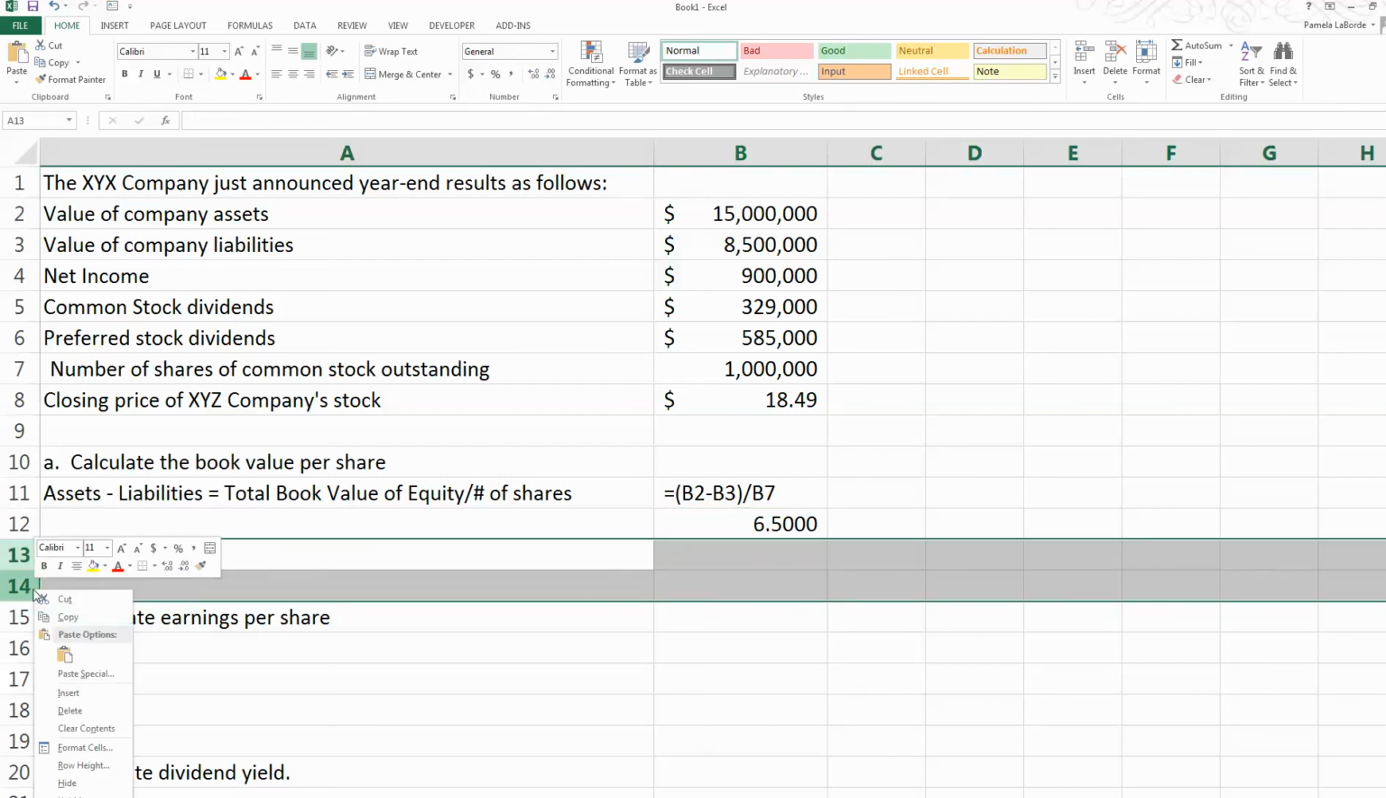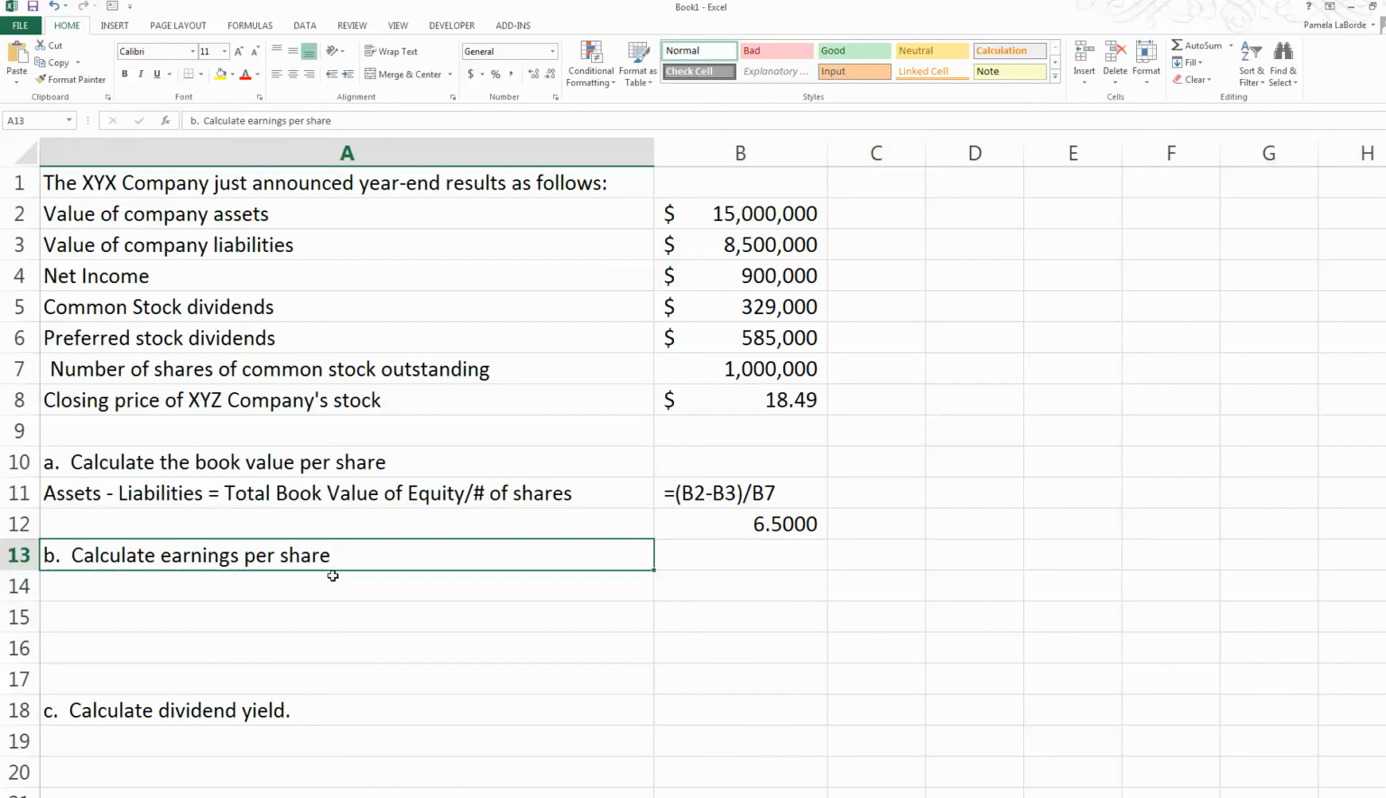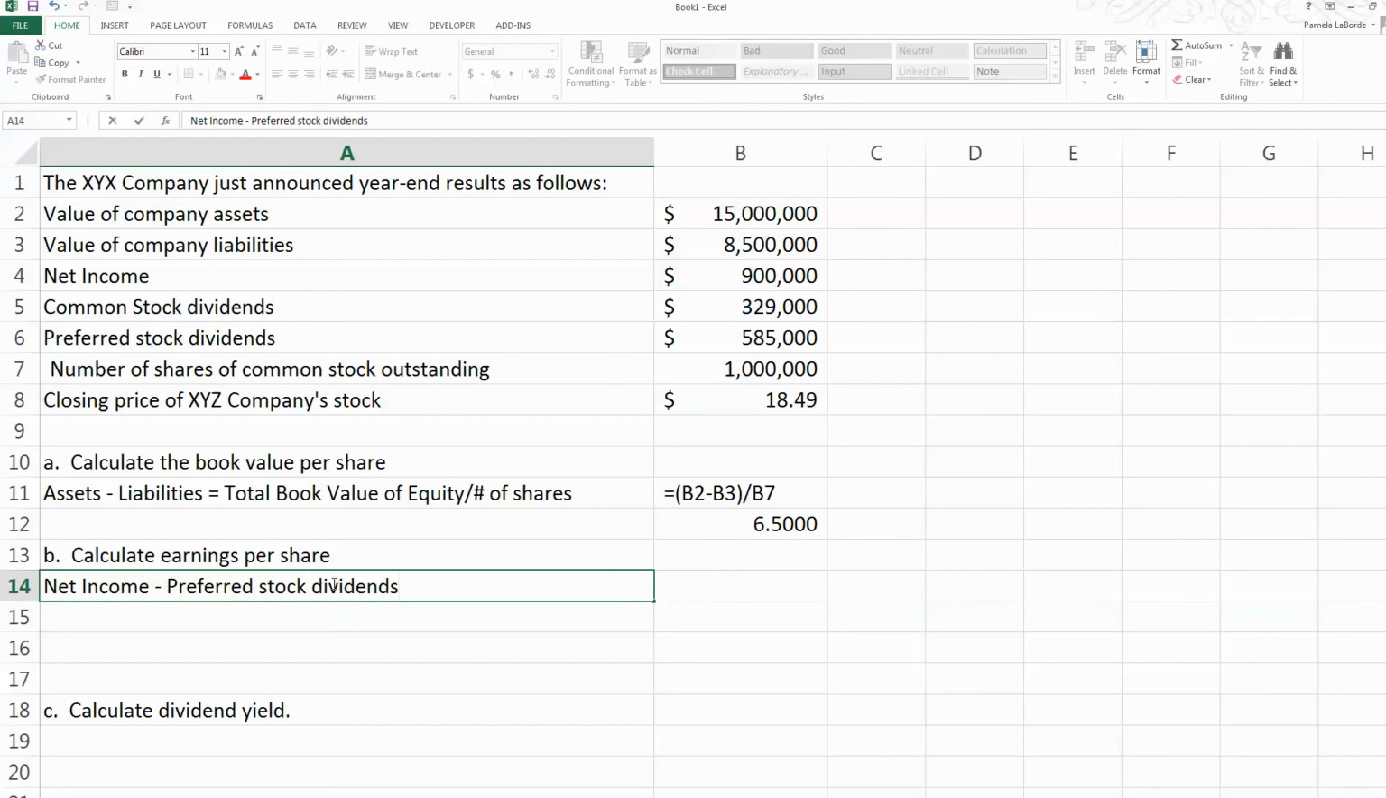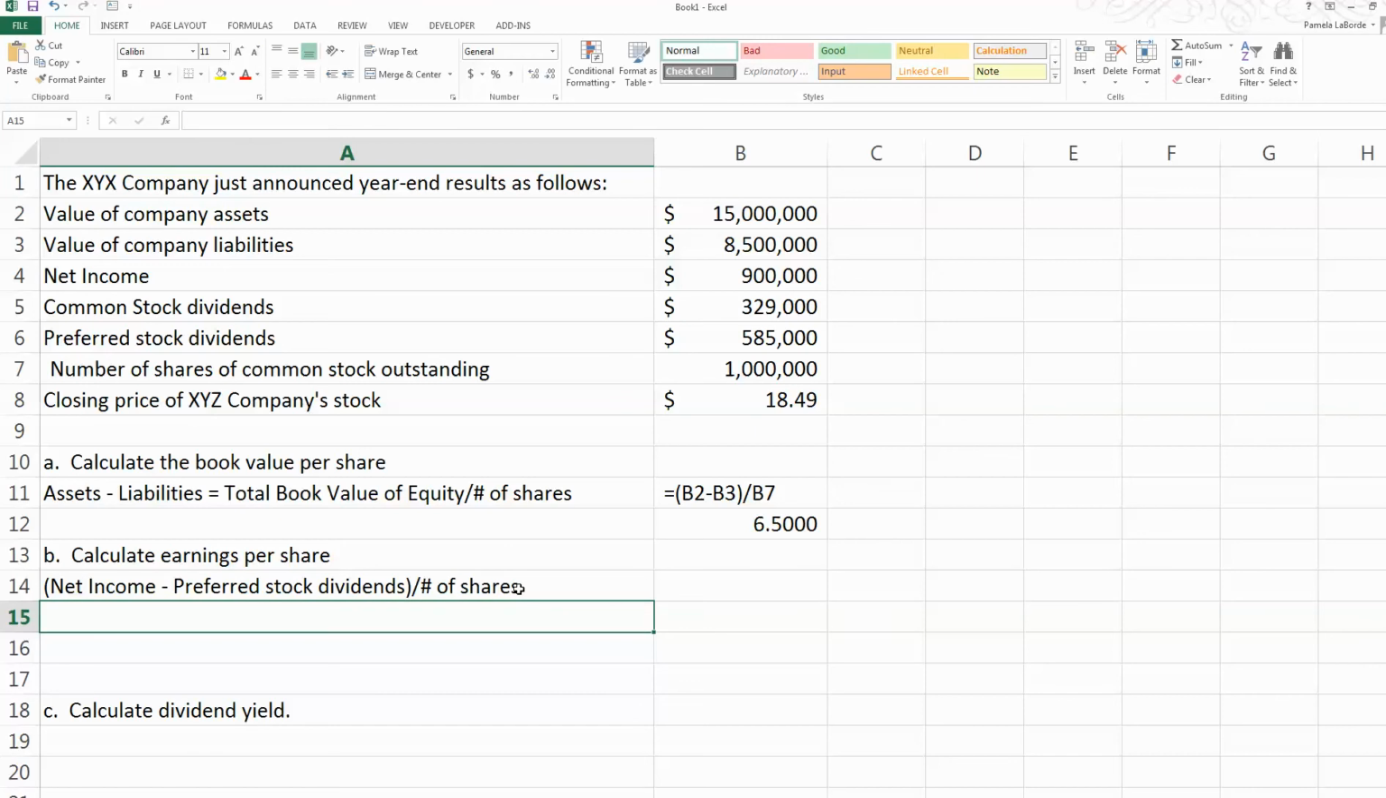They want us also to calculate the earnings per share. To do that, you take the net income, and I'm assuming this is prior to subtracting dividends for preferred stockholders. So I would subtract preferred stock dividends, and once I have that number, I would divide by number of common shares. So technically I need to put parentheses around these values, because I would do this numerator first, do that subtraction first, and after I get that answer, I divide by the number of shares.